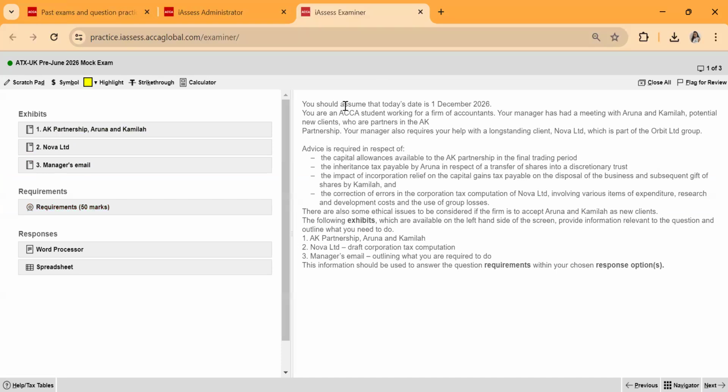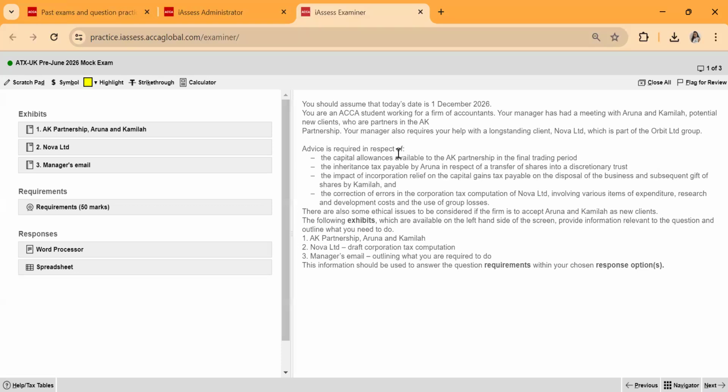You should assume that today's date is 1st December 26. You are an ACCA student working for a firm of accountants. Your manager has had a meeting with Aruna and Camilla, potential new clients who are partners in the AK partnership. Your manager also requires your help with a long standing client, Nova Limited, which is a part of Orbit Group Limited. So they are your existing client.